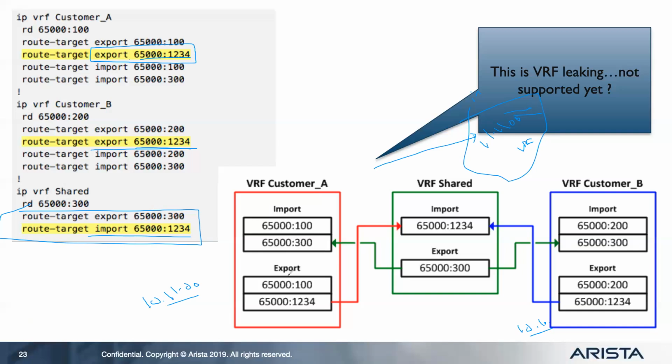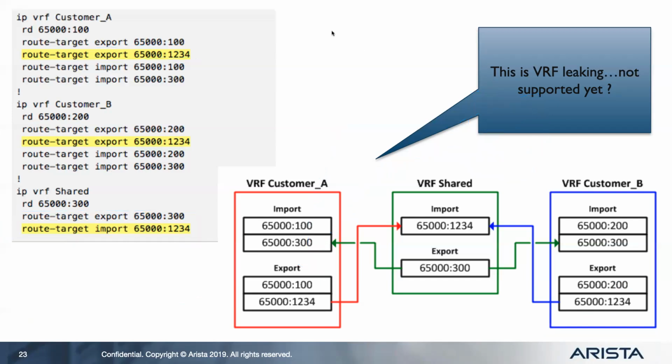Where customer A and B can communicate not only with their own peer of the same customer, but they can also communicate with any other VRF, or the centralized VRF. And this is how you can make use of RT to achieve route leaking between different sites.